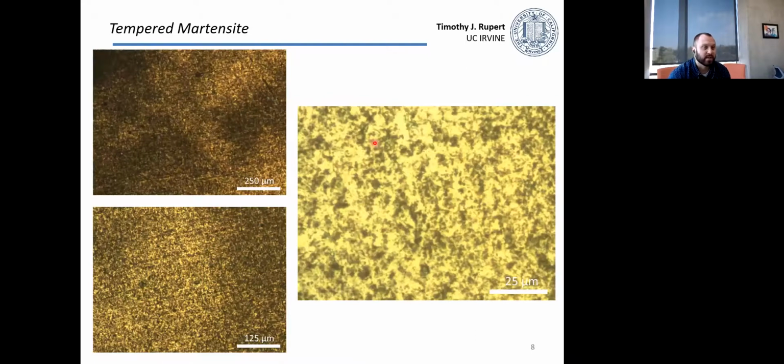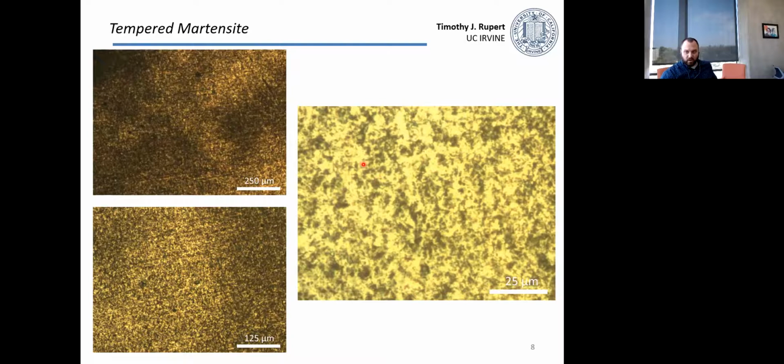Next, we can look at the tempered martensite. Remember, this is the sample we quenched down and then heated back up and let it sit to try to coarsen that martensite microstructure. So early on, it looks very similar. It's dark and has that mottled contrast. But as we go down to the finest magnification, we see that the microstructure looks quite a bit different.